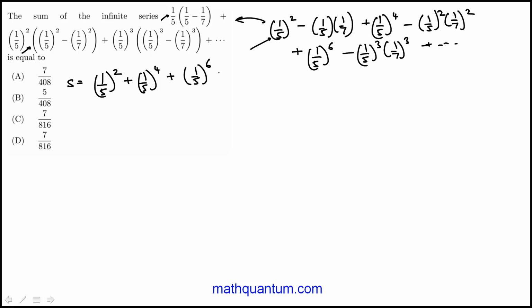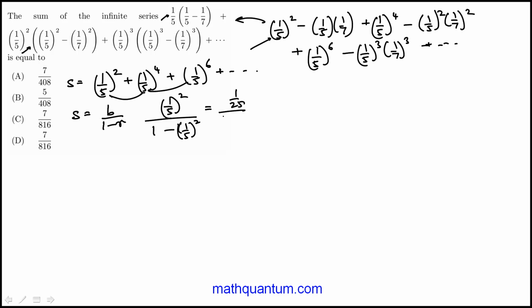sum of an infinite series where the common ratio is less than 1, which is S is equal to B over 1 minus R. B is the first term here, and the ratio is also 1/5 squared, the ratio between consecutive terms. So this would be 1/25 over 1 minus 1/25. That becomes 24 over 25. And then if we simplify that, that would be just 1 over 24.